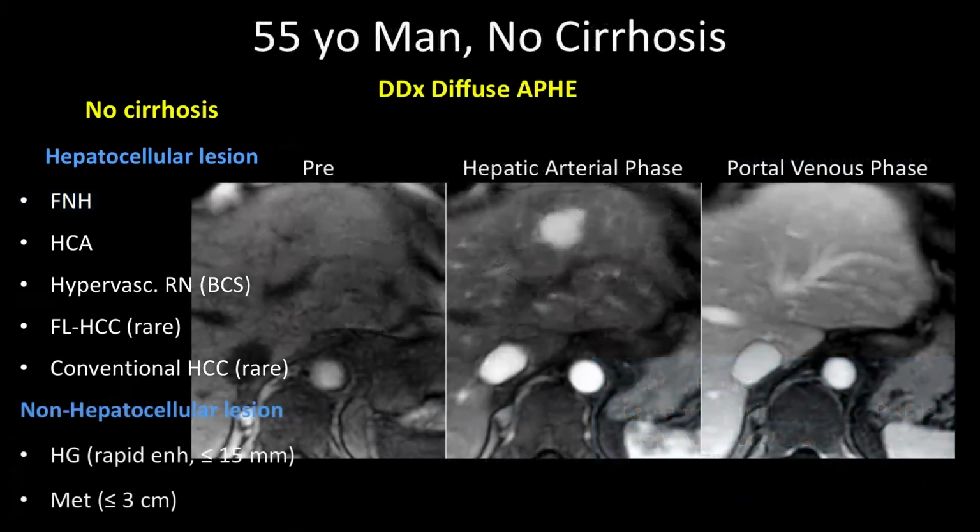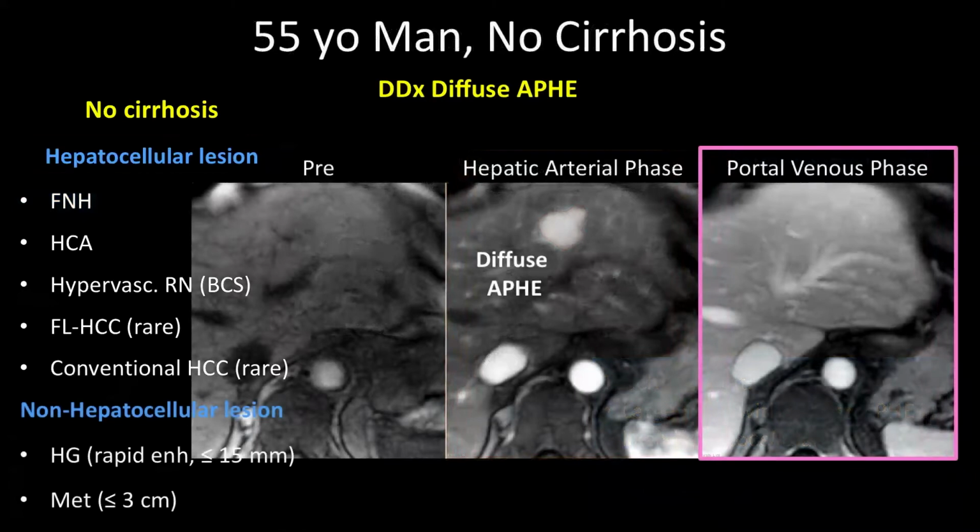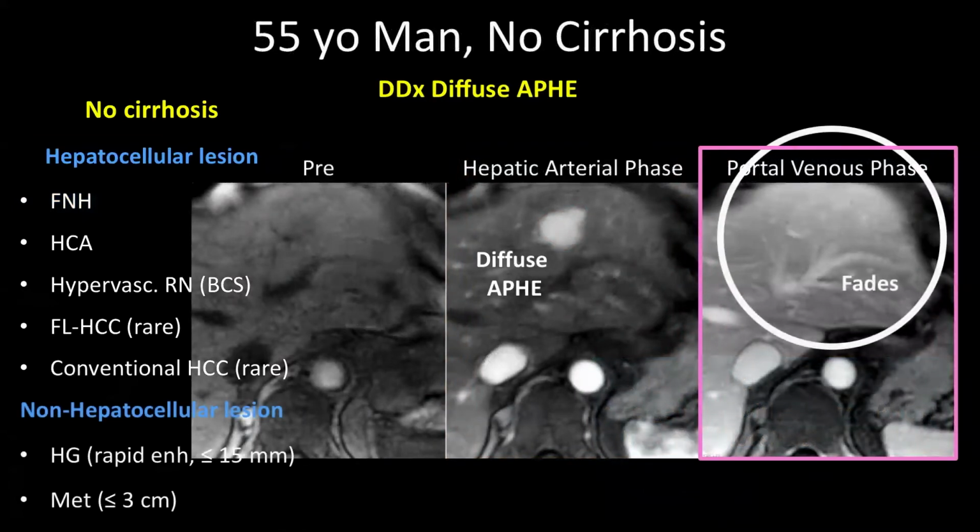Now, this is just to show you that you might see a similar appearance in MRI. This is actually a 55-year-old man. What do we see? We see a lesion in the arterial phase with diffuse hyperenhancement. Notice that in the portal venous phase, this lesion disappears, it fades, can't even see it at all. And just to show you that it disappears, the lesion just disappears.